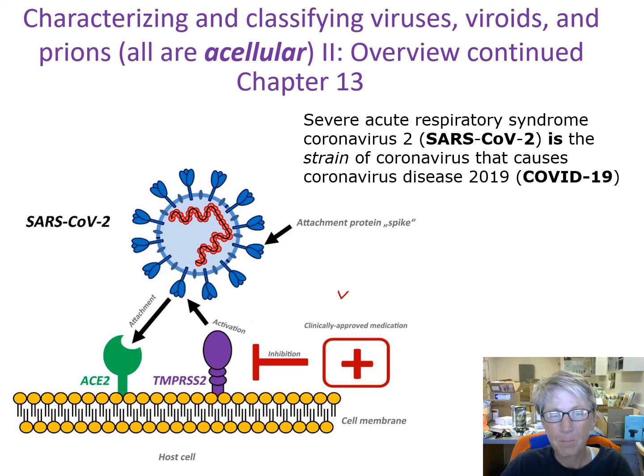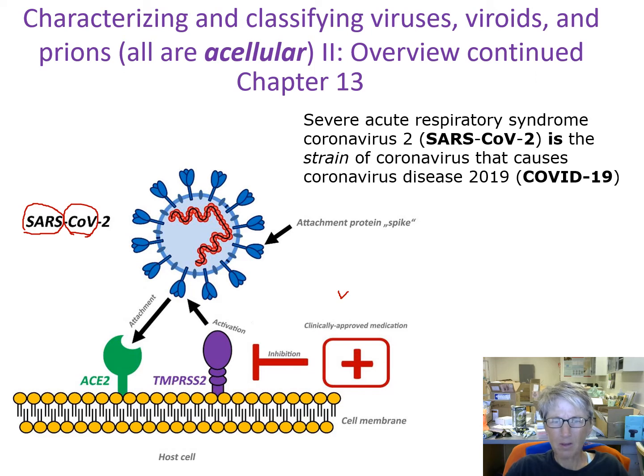So this is a cartoon. We went over this in the last video, overview Part 1. This is a cartoon of the coronavirus 2. So here's the name. Severe acute respiratory syndrome is the SARS part, and CoV is the coronavirus. And 2 is because they initially discovered a SARS-CoV. Maybe they didn't know there was going to be a 2, so they didn't call it a 1, but there was an original SARS-CoV.